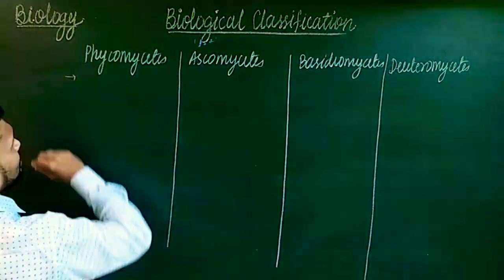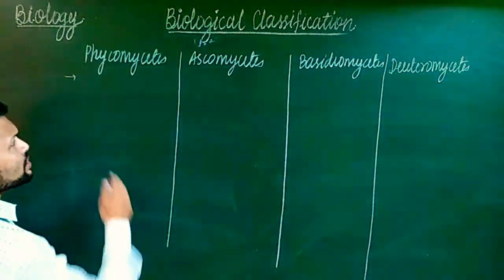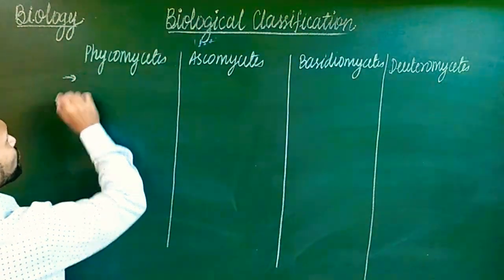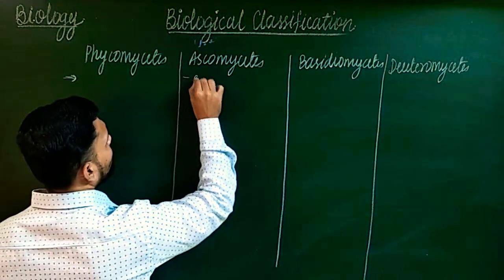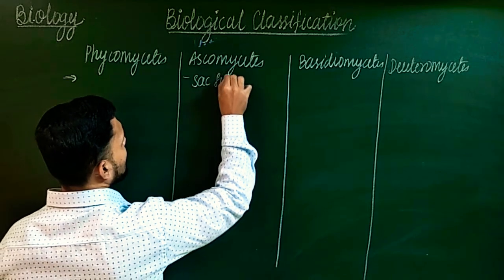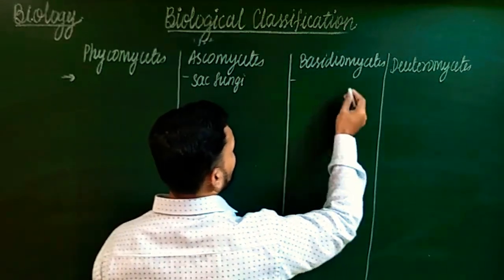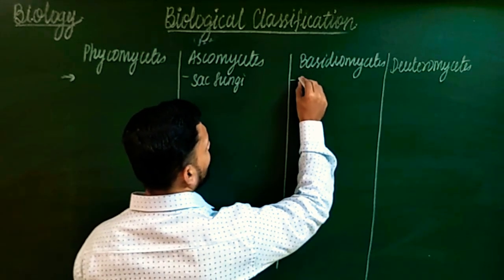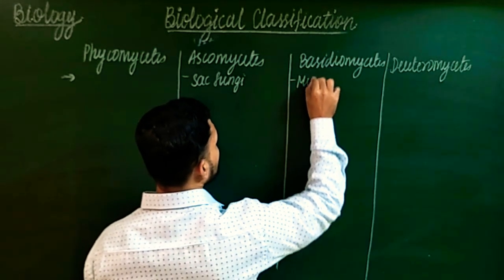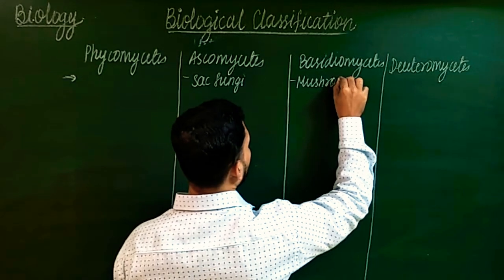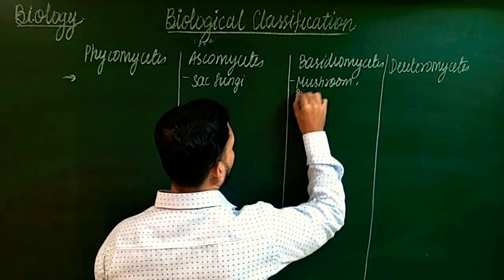So commonly what they are called. So first point we can use is what are they commonly called. Phycomycetes don't have any particular common name, but we call Ascomycetes sac fungi. Today we studied Basidiomycetes. They are called, as we know, mushrooms. Then we call them bracket fungi.